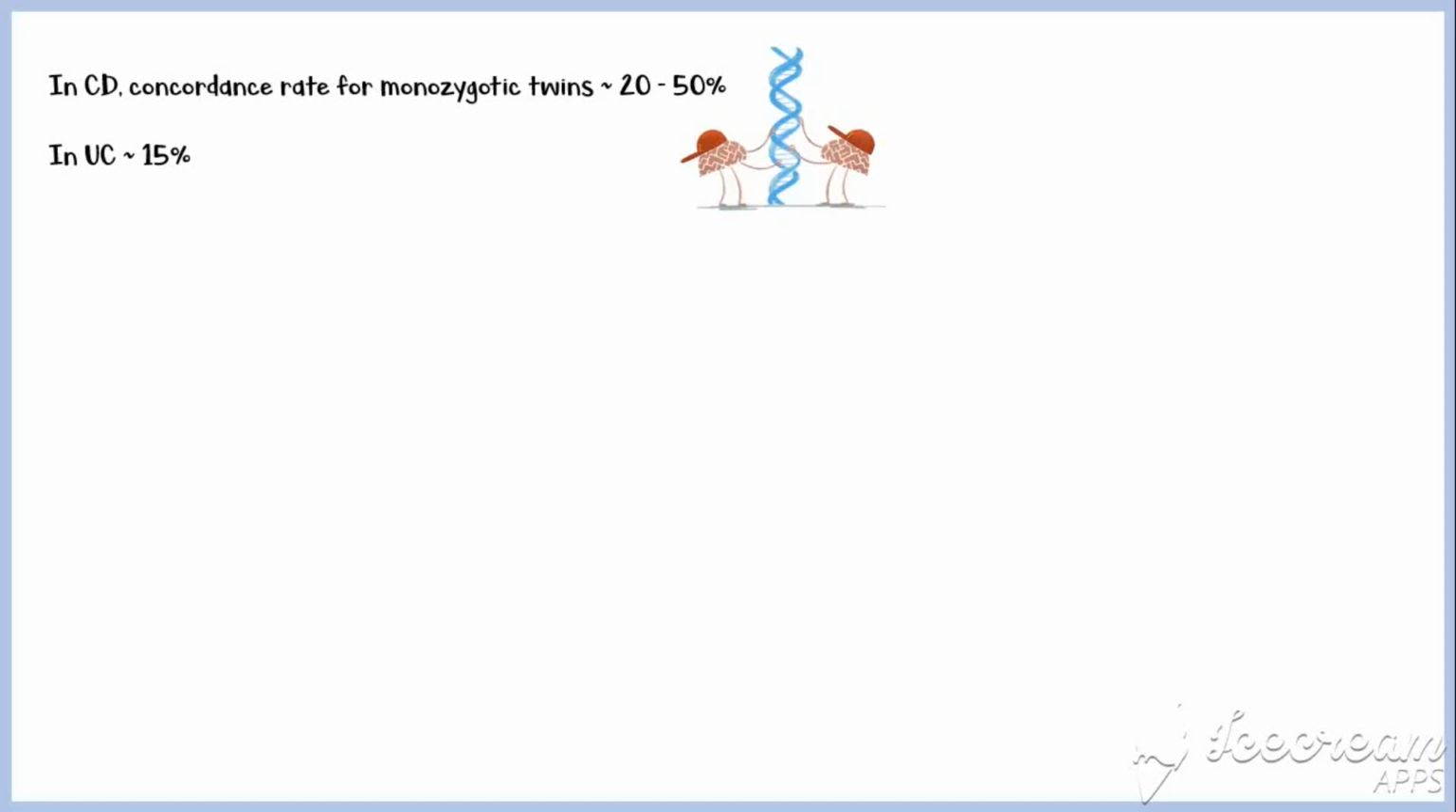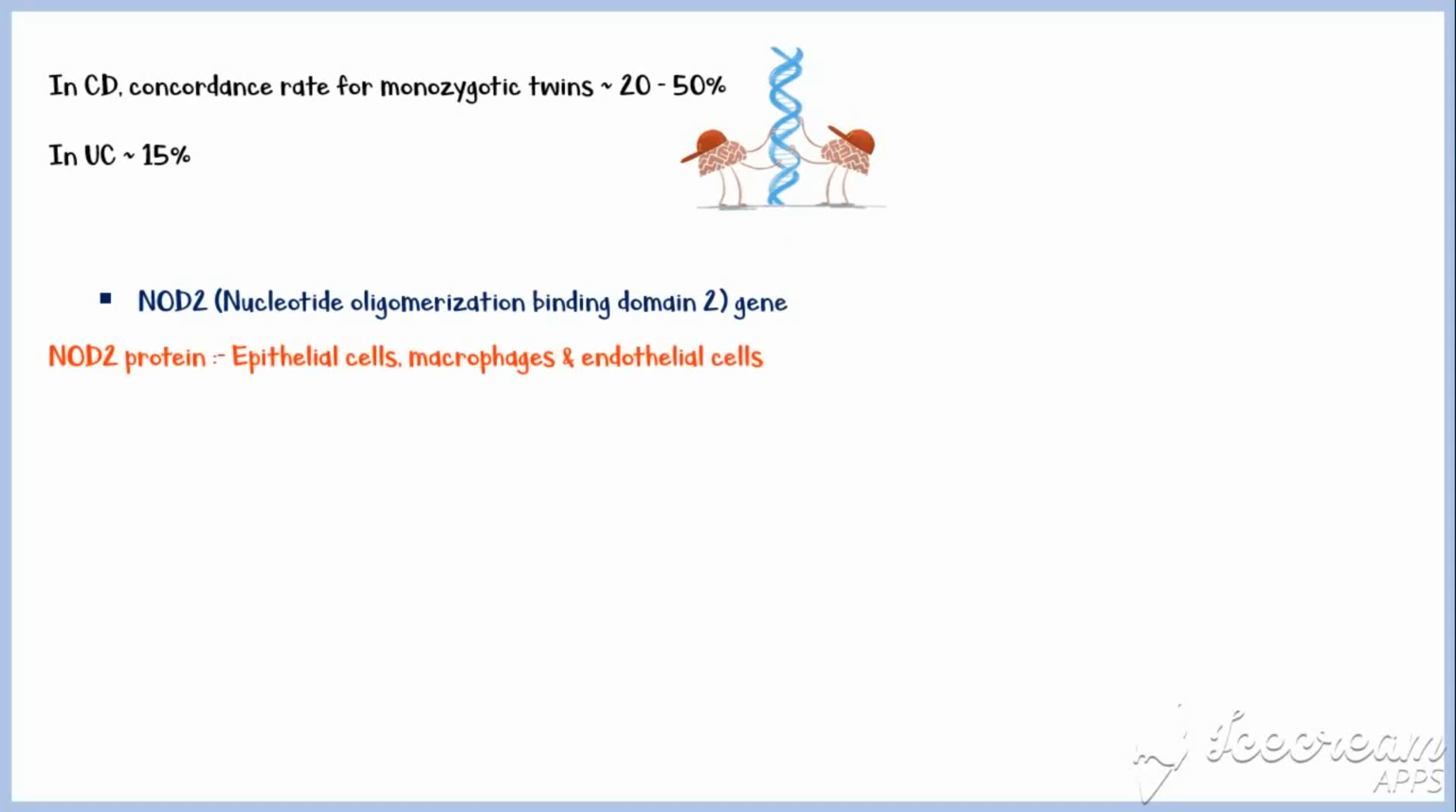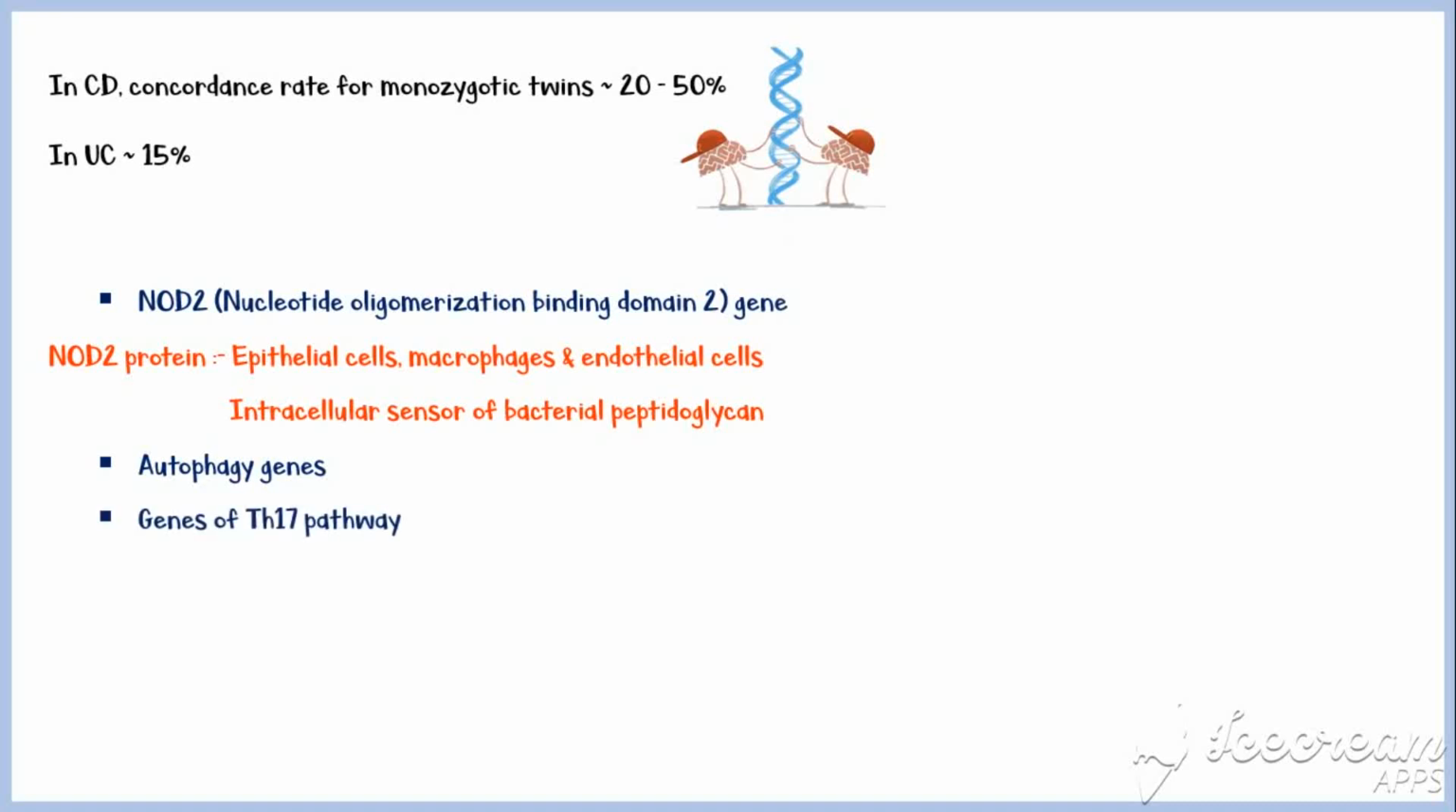The major associated gene in IBD is the nucleotide oligomerization binding domain 2 gene. NOD2 protein is expressed in epithelial cells, macrophages, and endothelial cells. This protein acts as an intracellular sensor of bacterial peptidoglycan. In addition to the NOD2 gene, autophagy genes and genes of the Th17 pathway are also associated with inflammatory bowel disease.